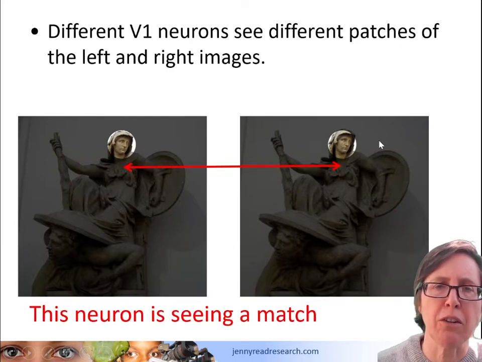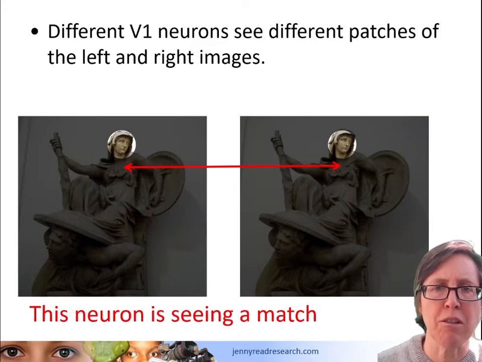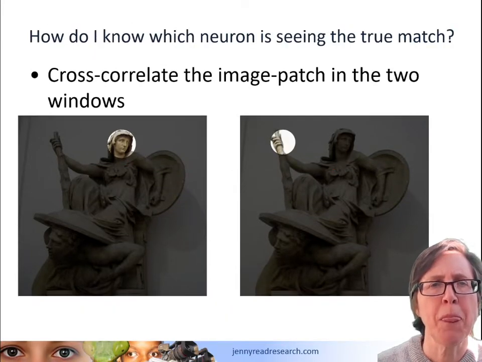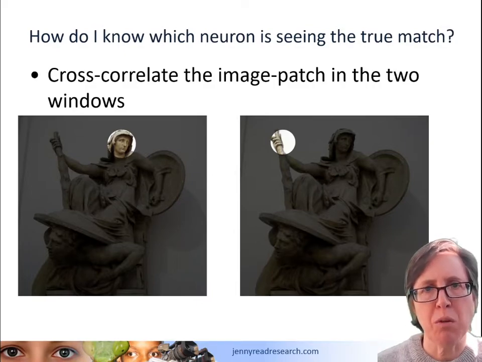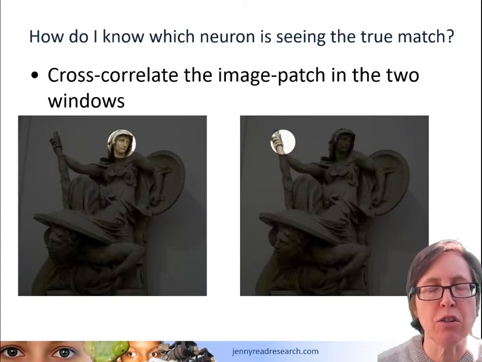And I'm going to refer to that as a match. All the other neurons are not seeing matching parts of the images. So they're tuned to disparities, but those disparities are not present in the scene. Only this disparity is present in the scene. So how do you know, if you're the brain, which neuron is seeing the true match? Well, a very simple answer is simply to cross-correlate the image patch in the two windows.